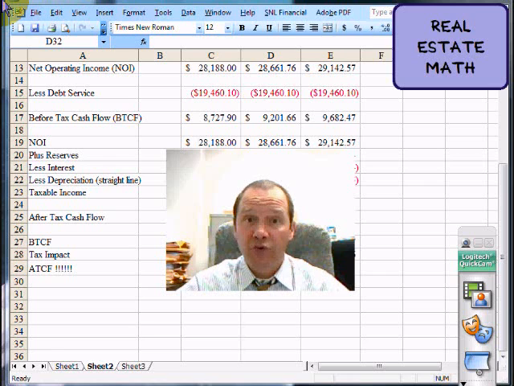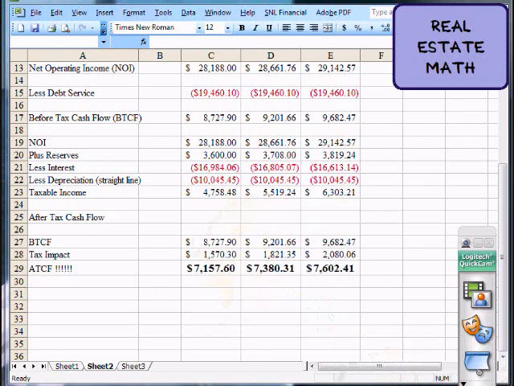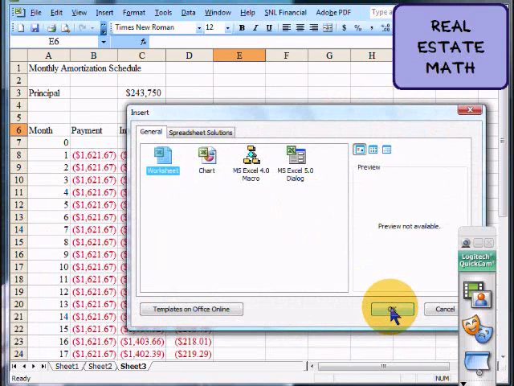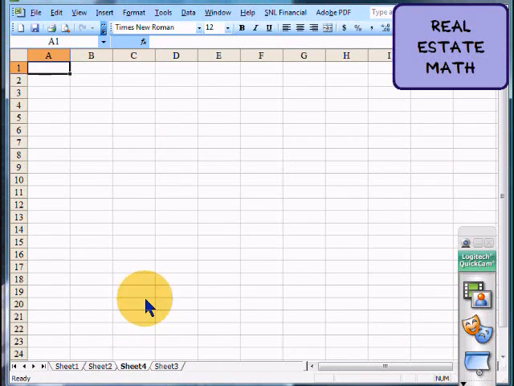Now we're going to sell this property. Well, the first thing that we need to do, of course, is figure out what the sales price is going to be. Let's add another sheet in here. I'm going to right click, insert, and we'll just select to insert another worksheet. And we will call this one our before tax equity reversion, or BTER.